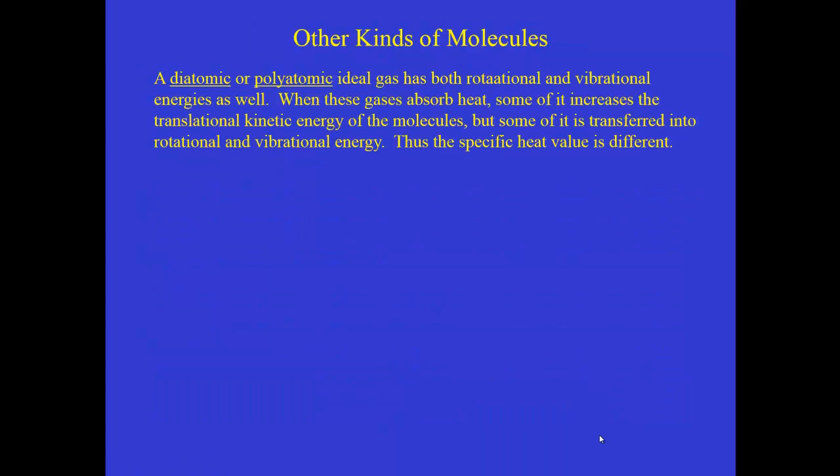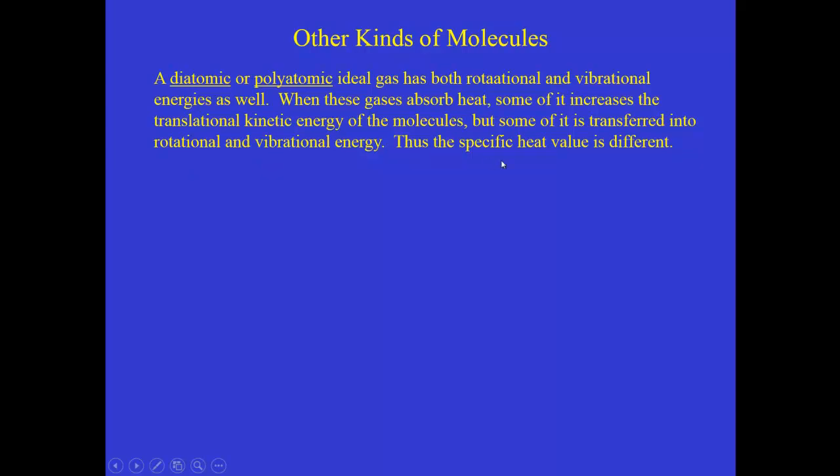Now, what about other kinds of molecules? I mentioned them already, and there's a significant difference, because when heat flows into a gas that's made up of just monatomic molecules, single atom molecules, then all of that thermal energy goes into increasing the translational kinetic energy. But if you have a diatomic gas like oxygen, or a polyatomic ideal gas like methane, those can have not only translational energy, but they can also have rotational as well as vibrational energies. So when these kinds of gases absorb thermal energy, some of that thermal energy increases their translational kinetic energy, like it does for a monatomic gas, but as well, some of that heat is transferred into rotational or vibrational energy.